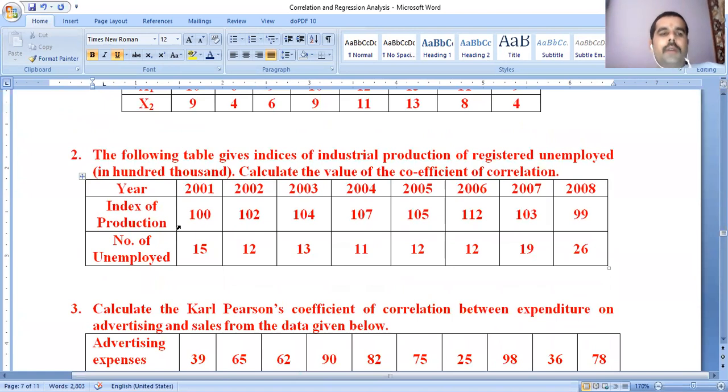Then the second problem: the following table gives indices of industrial production and number of registered unemployed. Calculate the value of the coefficient of correlation. Here years are given, index of production is given, and the number of unemployed is also given. Please ignore the years 2001 to 2008. Just find the averages of the index of production and the number of unemployed. If the average values are not fractions, then follow the actual mean method only.